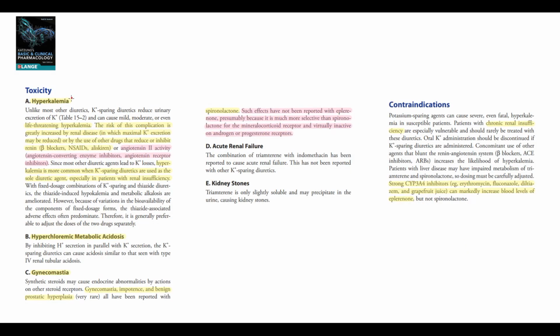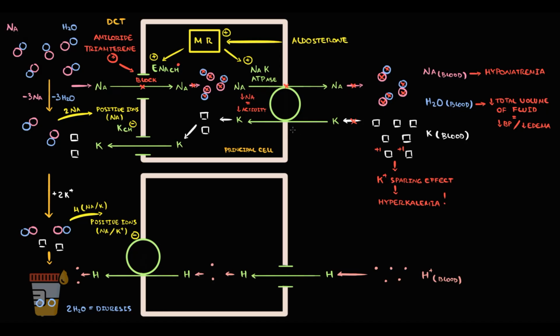Hyperkalemia is the most common and the most dangerous side effect of potassium-sparing diuretics. We should be very careful with potassium-sparing diuretics in patients with renal disease and in patients who take drugs that reduce or inhibit renin or angiotensin II activity. It's beta blockers, ACE inhibitors, and ARBs. Decrease in potassium transportation results in decrease in the amount of potassium ions inside the principal cell.